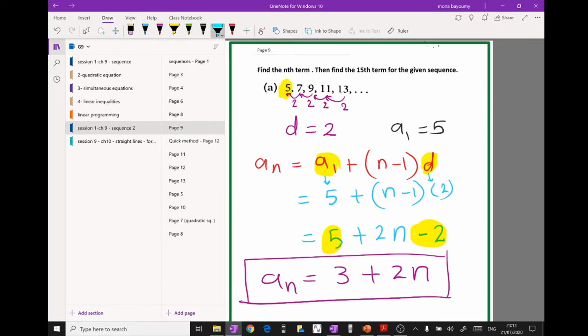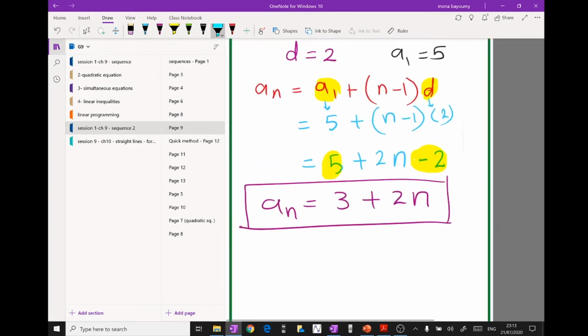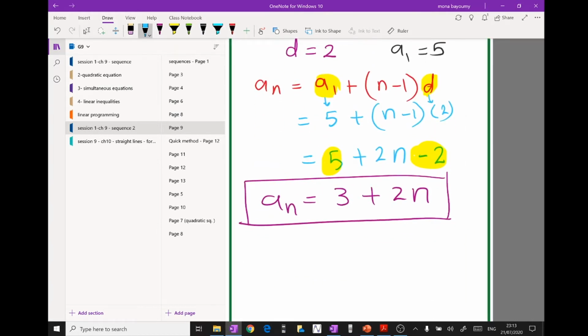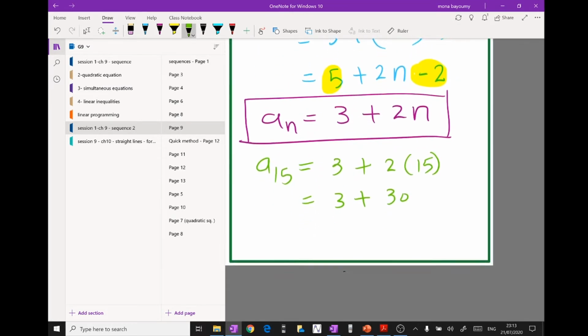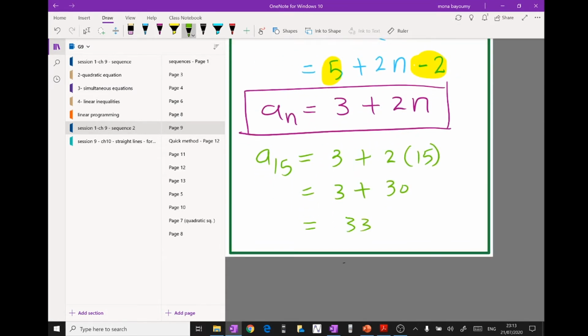We'll find the 15th term. To find the 15th term, I will find A15, which is equal to... just substitute n by 15. A15 means n equals 15. So 3 plus 2 times 15. It is equal to 3 plus 30, which is equal to 33. So A15 equals 33.